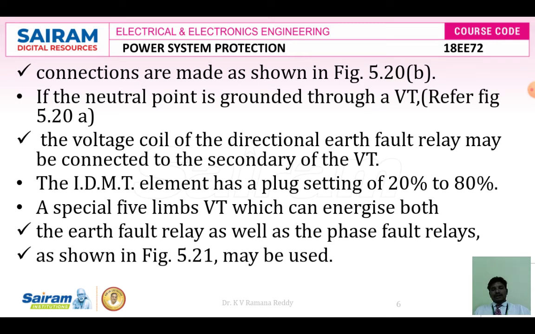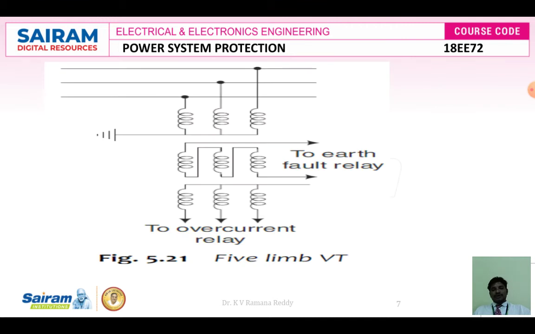The IDMT element has a plug setting of 20% to 80%. A special 5 limb voltage transformer can be energized for both the earth fault relay as well as the phase fault relays, which are shown in figure 5.21b. If you look at 5.21b, here it is a 5 limb voltage transformer. There are 5 limbs of this voltage transformer that we can see.